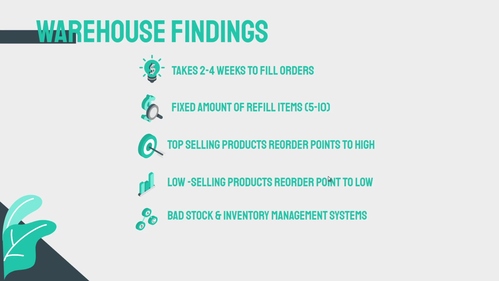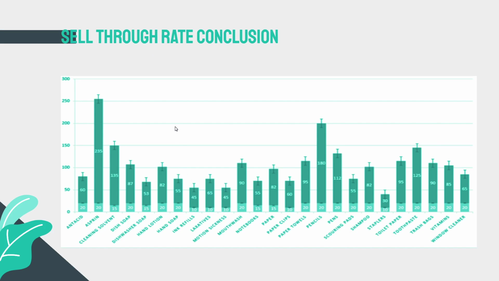And as we see with the pencils, we've got pencils that are being sold across all 10 stores, and not one pencil has sold in 8 weeks. And then this leads to the conclusion of bad stock and inventory management systems. And I've got some solutions that we'll talk about here in just a moment. But you can see that everything I just talked about facilitates through this sell-through rate conclusion.